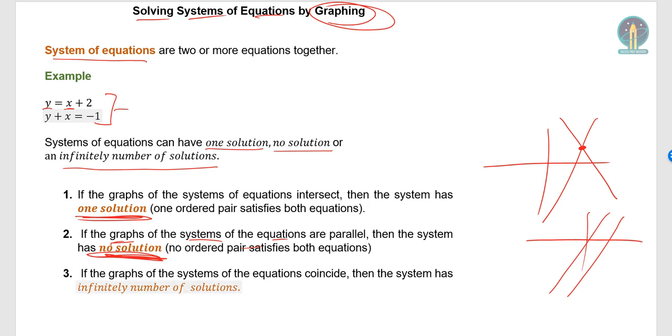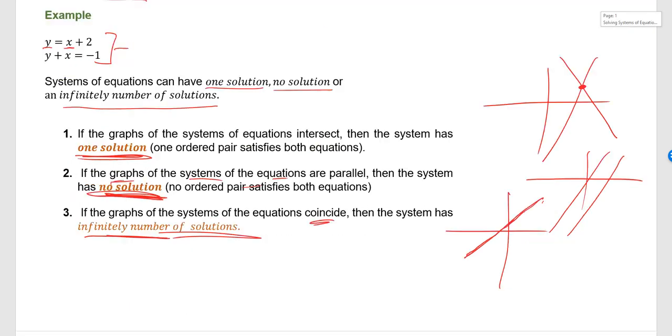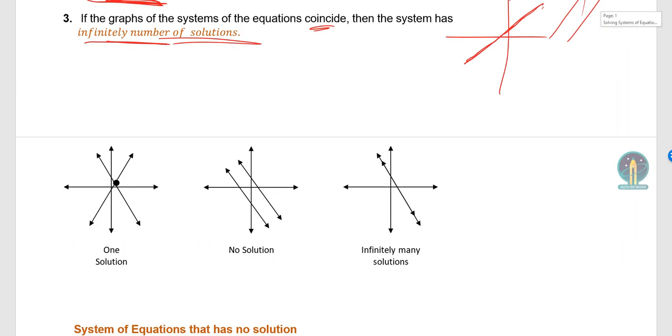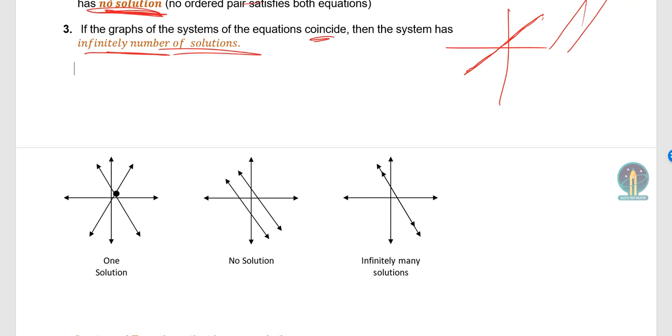If the graphs coincide, let's say you have two lines, but they're on top of each other. So this is one for one equation, and then the other one is on top of it, coincident on top of it. Then the system is said to have an infinite number of solutions. And here's what I was just showing you by drawing. And again, this is all related to linear equations, where the result, when graphed, is a line.